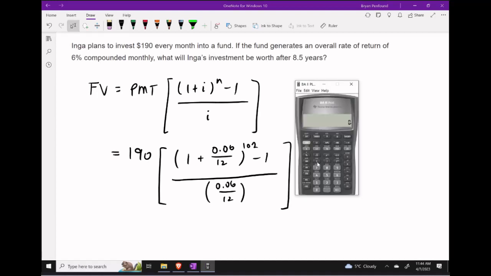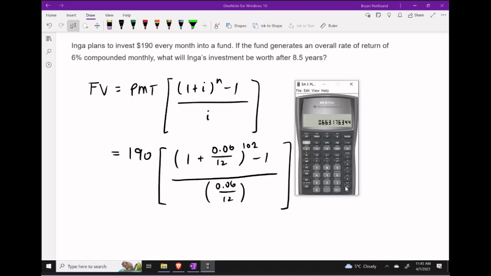Just like we've done previously, I'm going to work on the numerator of our fraction first, starting with our open bracket 1 plus 6% compounded monthly. I'm going to close that bracket, raise that to the power of 102, and then subtract 1. Okay, hitting the equal button, I now have a decimal number that represents the numerator of our fraction.